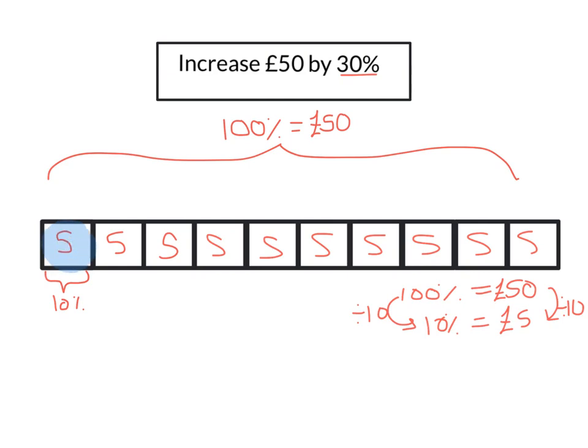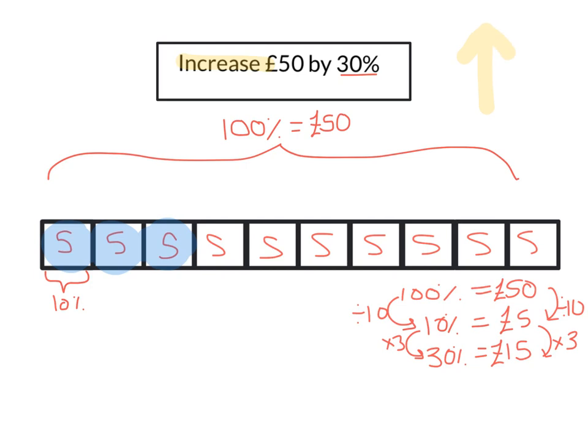So here's 10%, 20%, 30%. So 30% is the 3 lots of 10, because it's 3 boxes. 30% was 5, 10, 15. Now the question here says increase £50 by 30%. Now increase means that you make something go up.